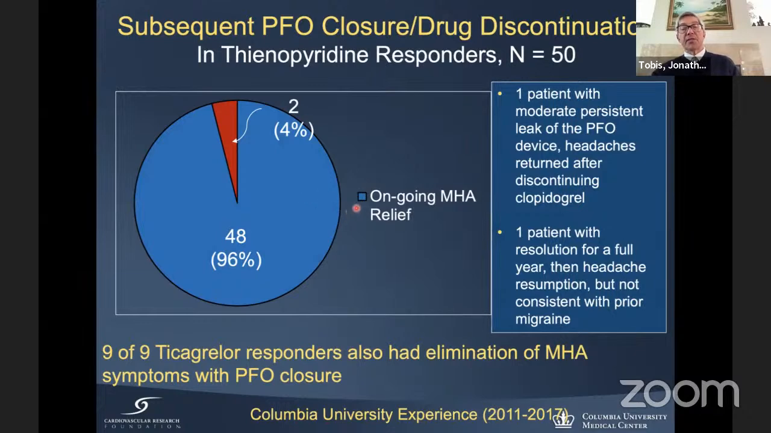So this is going to be tested in what's called the RELIEF trial. So you take people with migraine, give them Plavix. Those people who respond may be the ones who will respond to PFO closure. So it's going to concentrate the group of possible positive responders. So we're optimistic that this will be a positive study.